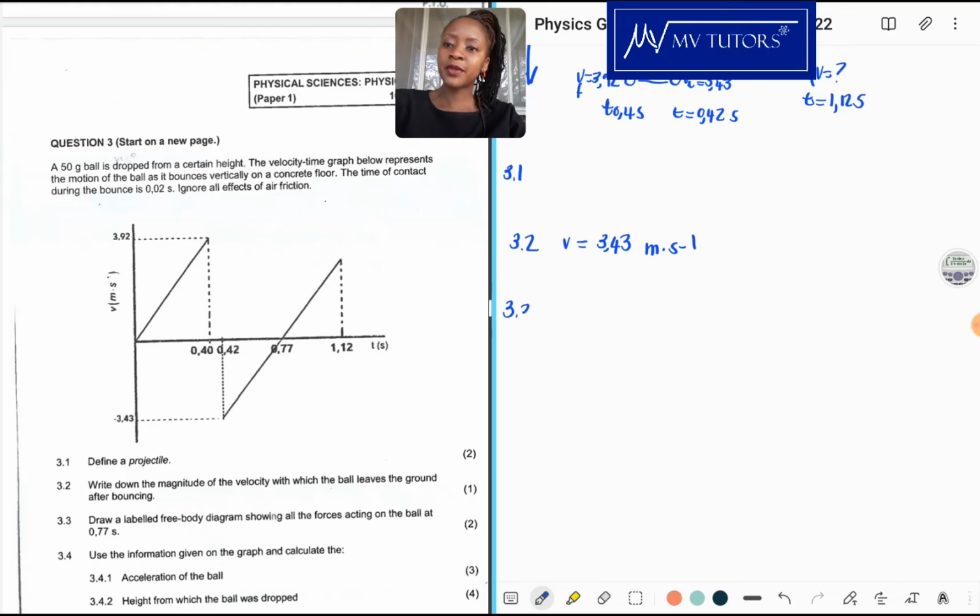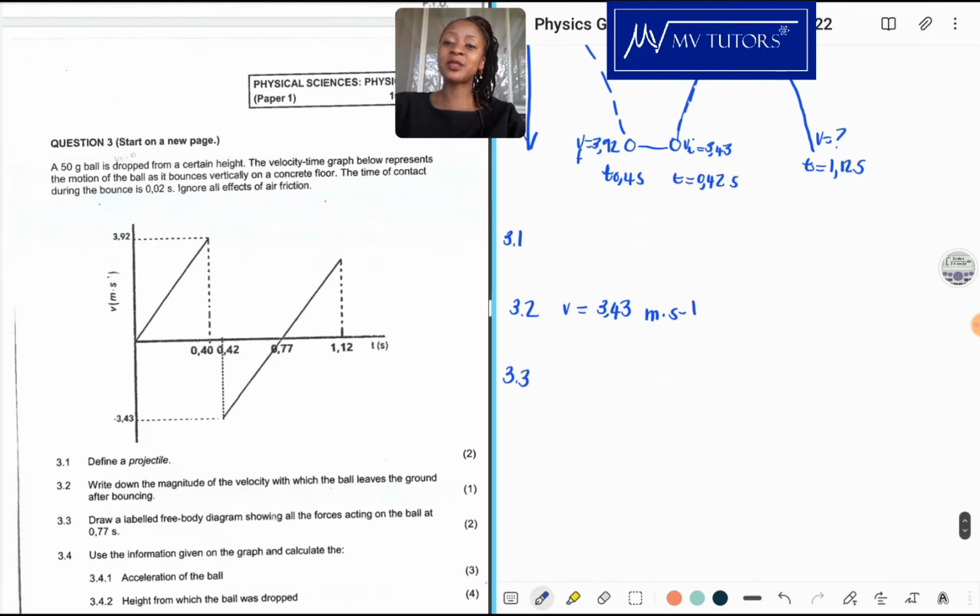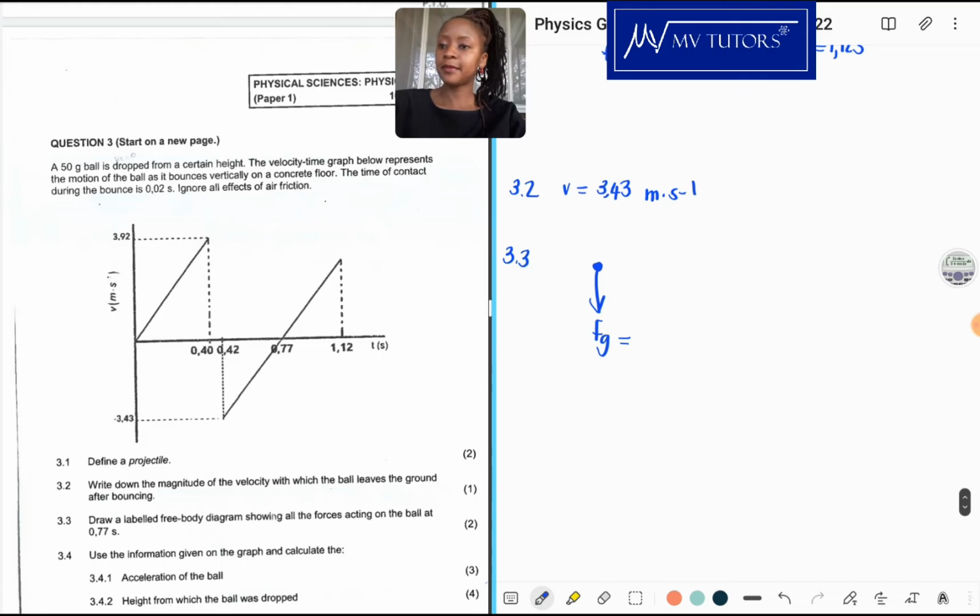Okay, 3.3. Now draw a labeled free body diagram showing all the forces acting on the ball at 0.77 seconds. So where is it at 0.77 seconds? It's there. Okay, it has reached its highest level after bouncing. Okay, and guys, we're dealing with vertical projectile motion, so the only force acting on it is gravity, because they said ignore the effects of air. Okay, so no air resistance, no air friction over here.